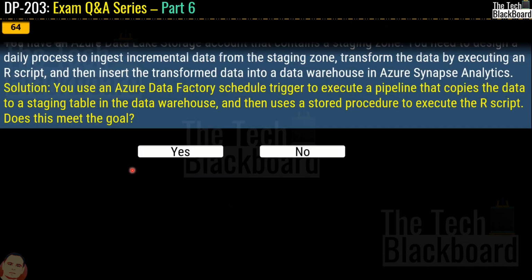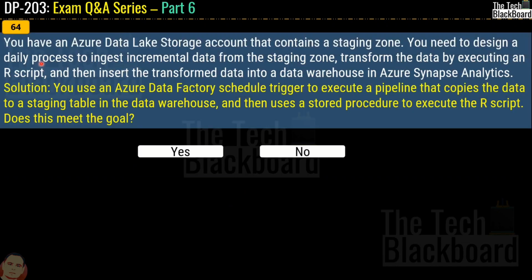And with that, let's move to question number 64. The question says that you have an Azure Data Lake storage account that contains a staging zone. You need to design a daily process to ingest incremental data from the staging zone, transform the data by executing an R script, and then insert the transformed data into a data warehouse in Azure Synapse Analytics.